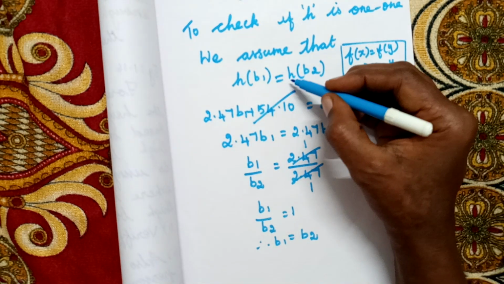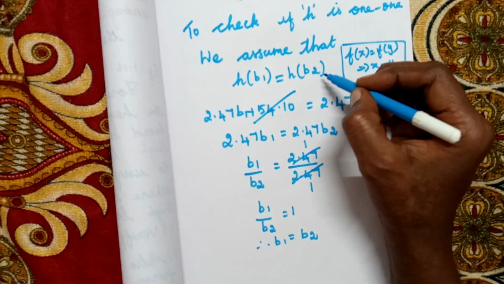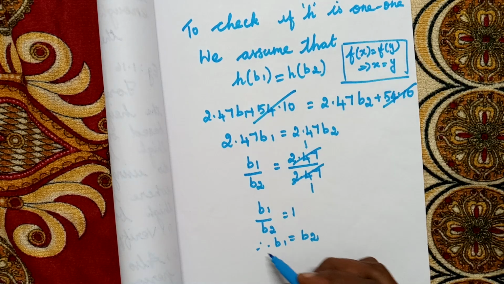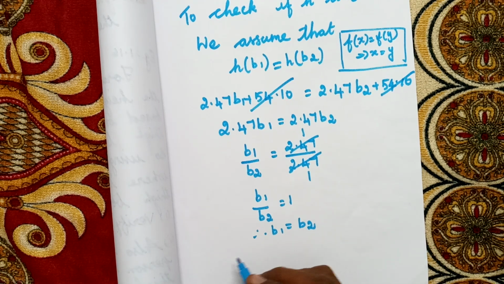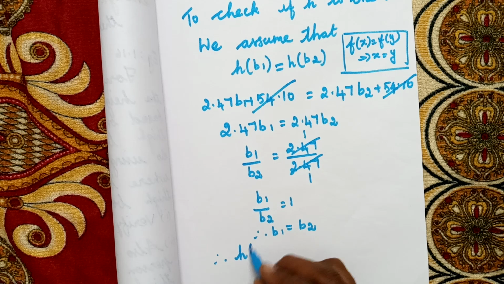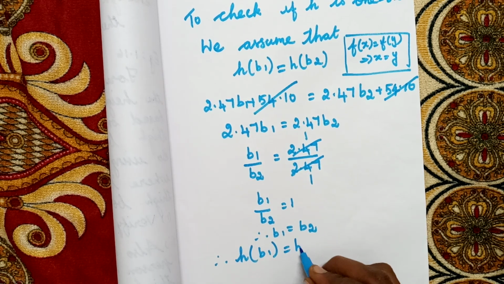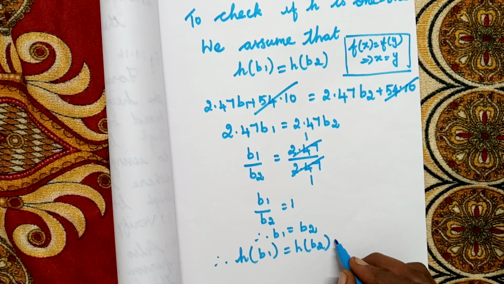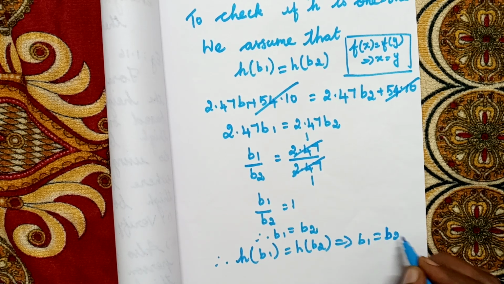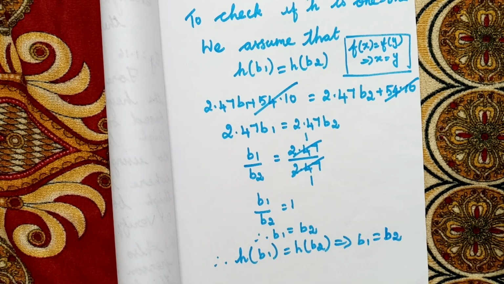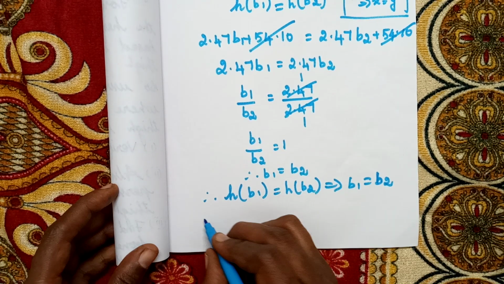We have assumed h of b1 is equal to h of b2. What did we get? We got the answer b1 is equal to b2. Therefore, h of b1 is equal to h of b2 implies b1 is equal to b2. Therefore, h of b is 1-1. Therefore, the function h is 1-1.